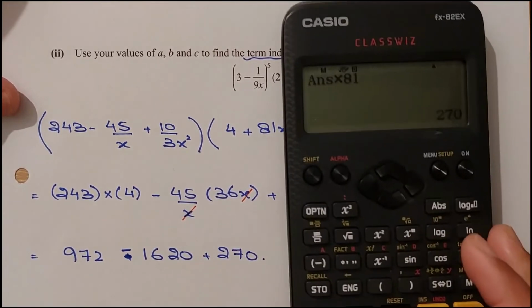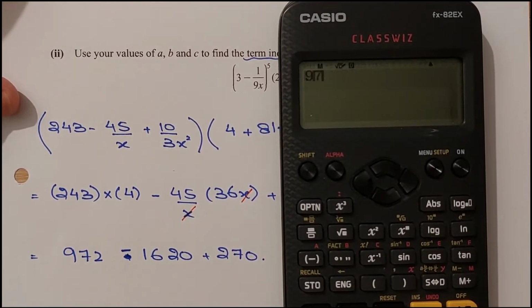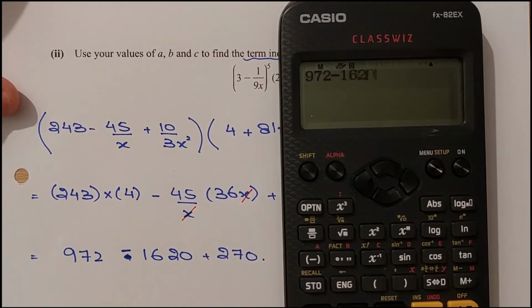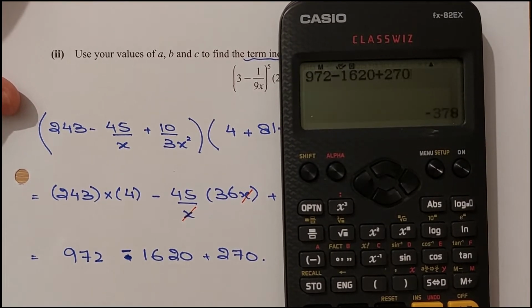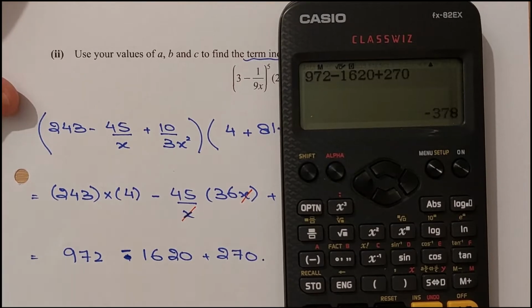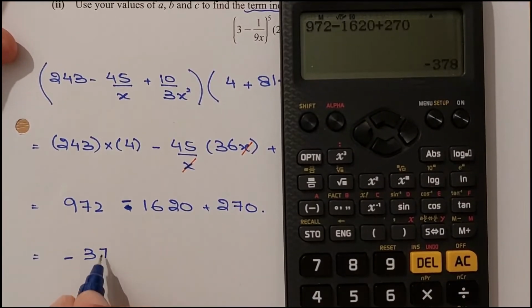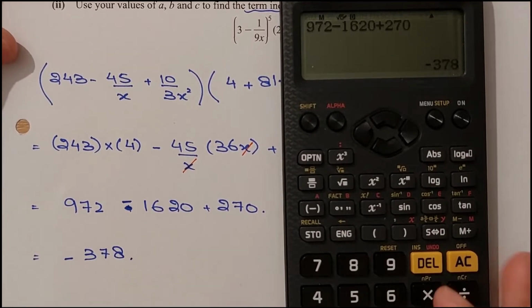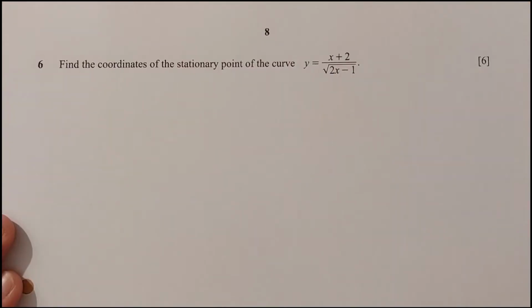Okay, so the constant term is 972 minus 1620 plus 270. This is minus 378. Negative 378. This is a constant term, that is a term independent of x.